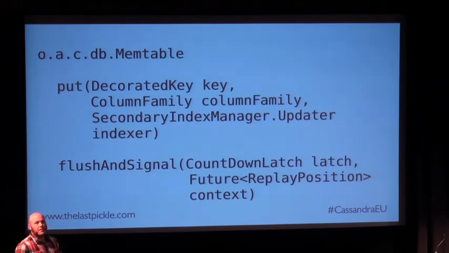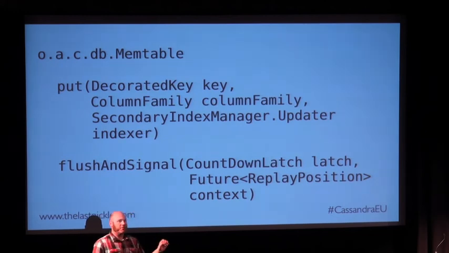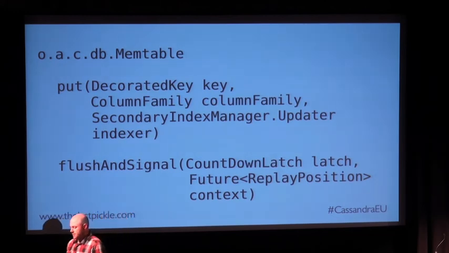Finally, something in the code that has the same name as we talk about in the memtable. If we're going to do a write, we call put. Here's our decorated key again, our column family, secondary index updater. If you want to find out how this stuff gets onto disk, have a look at flush and signal. You'll see then how we call all the SSTable writers, and your stuff ends up on disk.